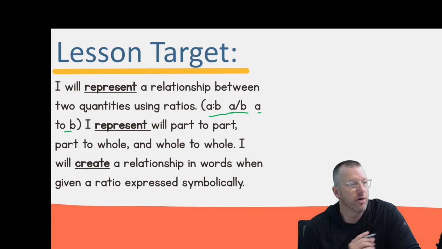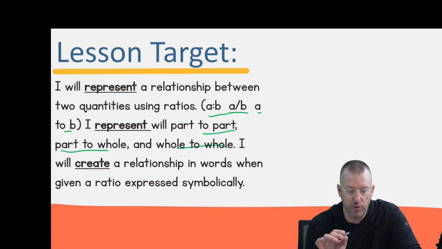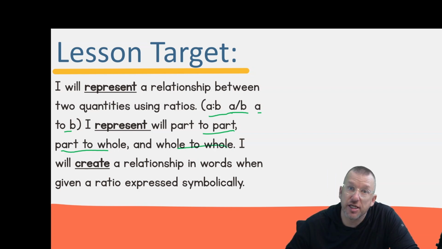I'll explain it later. We're going to be talking about part to part, part to whole, and whole to whole. And then we're going to create a relationship in words when we're given a ratio. All of that may sound confusing. That's because you don't know it yet. I'm about to teach it.